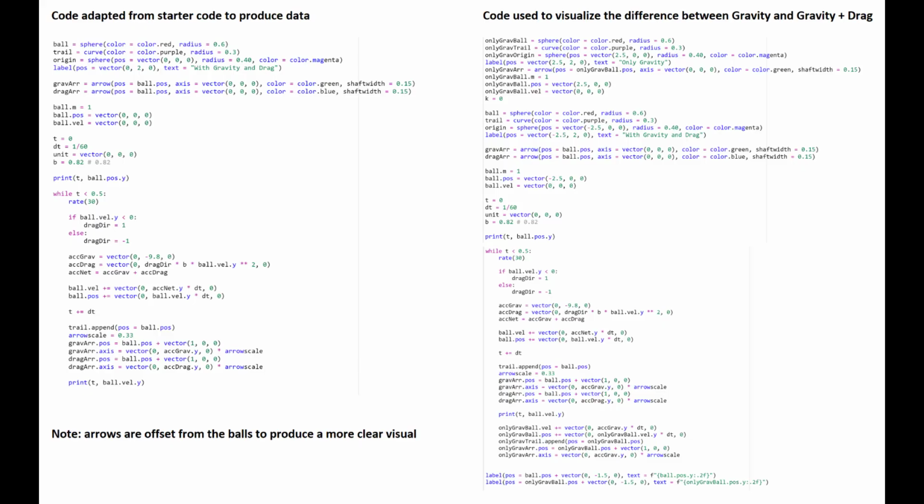In our computational model, we first set our initial conditions and our b-value. The b-value for my model is 0.82. If we were not including any drag force, it would be 0. And then our ball's velocity is always going to be negative, so our drag force will be in the positive y direction. And then we calculate our net acceleration from our net force, and then we update our velocity using that information, and then we update our position using the velocity, and then we step to the next time.